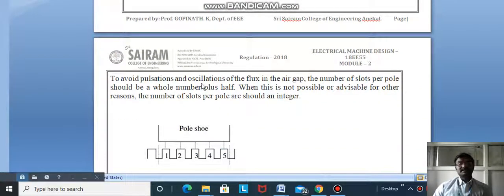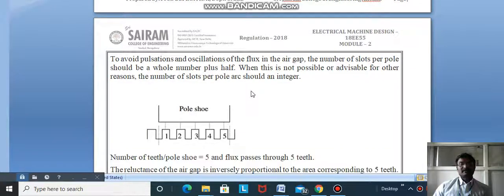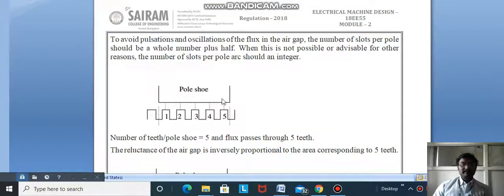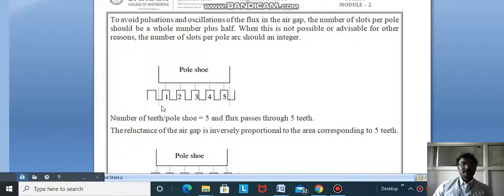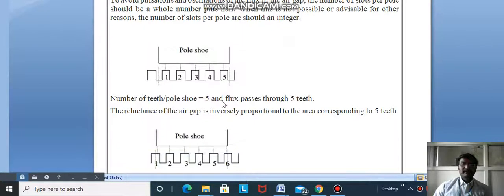To avoid pulsations and oscillations of the flux in the air gap, the number of slots per pole should be a whole number plus half. Here we can see the pole shoes and the number of slots. The number of teeth per pole shoe is equal to 5. See here, per pole shoe, the number of teeth will be 5. The reluctance of the air gap is inversely proportional to the area corresponding to 5 teeth.